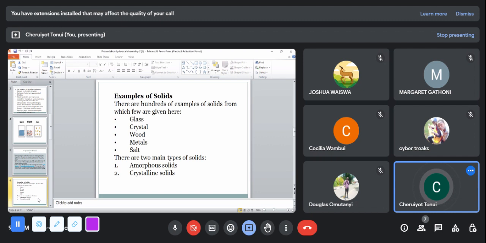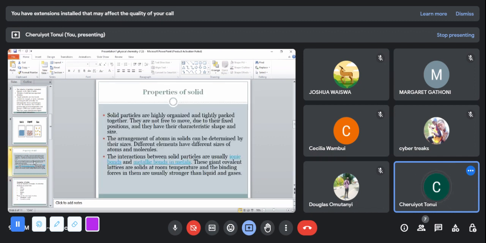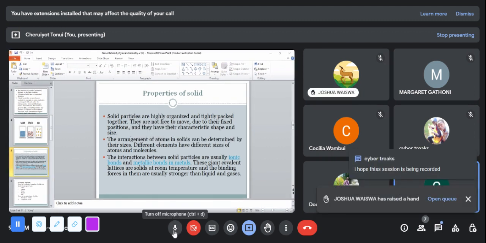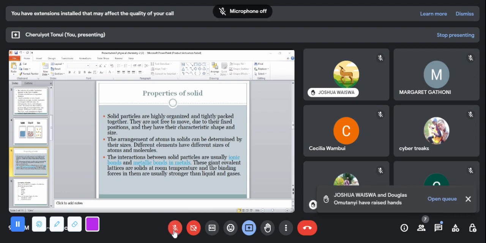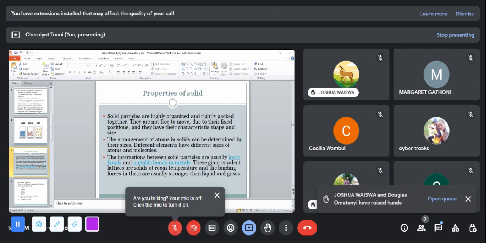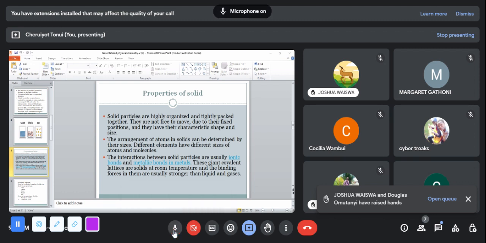Who can give us examples of solid? Glass. Who can give us examples of solid? Yes, Joshua? Yes, ma'am. An example of a solid is glass. Okay, thank you.